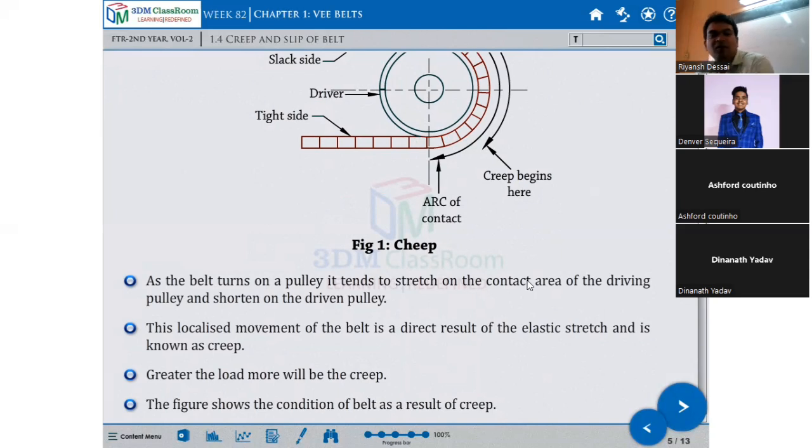That is creep. See, as the belt turns on the pulley, it tends to stretch on the contact area of the driving pulley and shorten on the driven pulley.